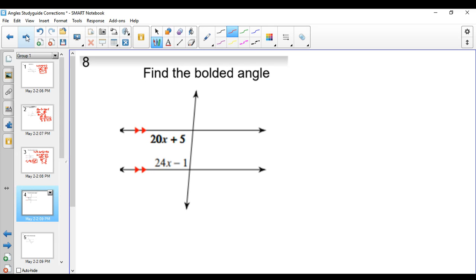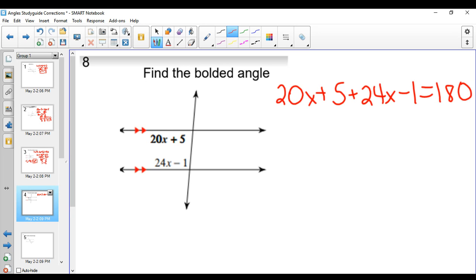Okay, number 8. Again, they asked us to find the bolded angle, so they don't want just the value of x, they want the actual measurement. These are consecutive interior angles again, which means that they're going to add up to 180 degrees. So I can set up an equation, 20x plus 5 plus 24x minus 1 equals 180.